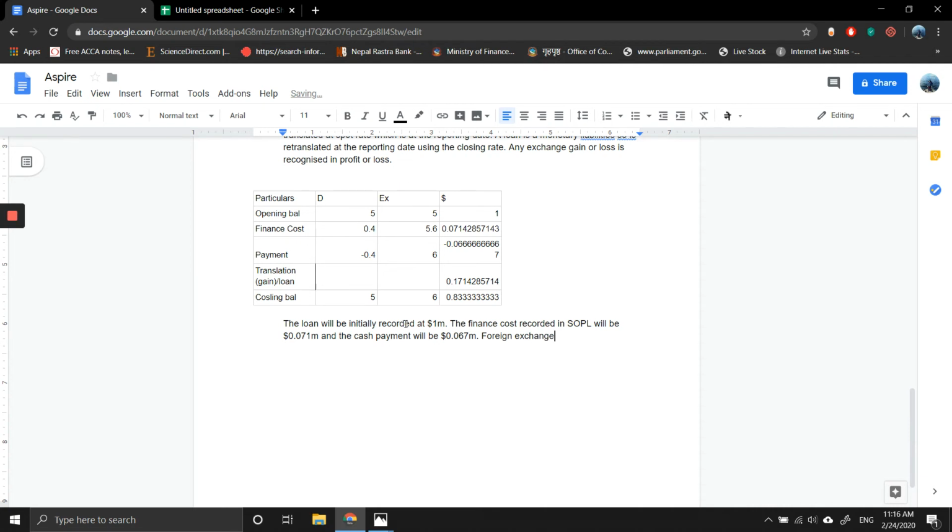Foreign exchange gain of $0.171 million is recorded in SOPL, and the liability would have a carrying amount of $0.83 million. 3 million, right? 33 million.